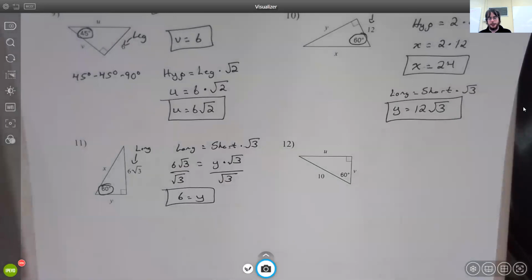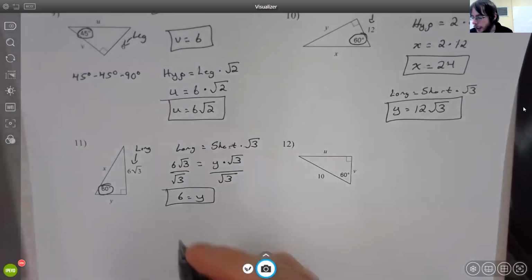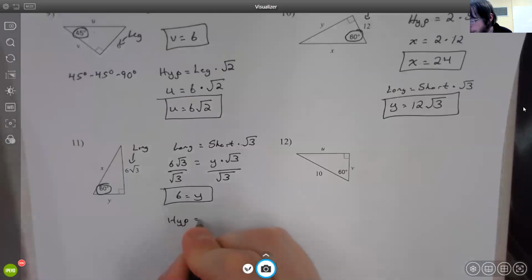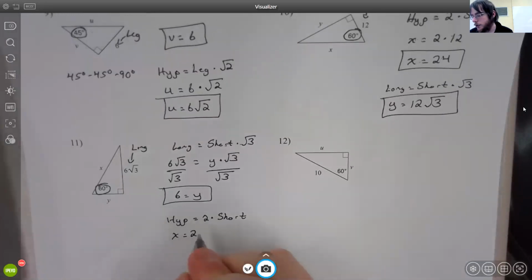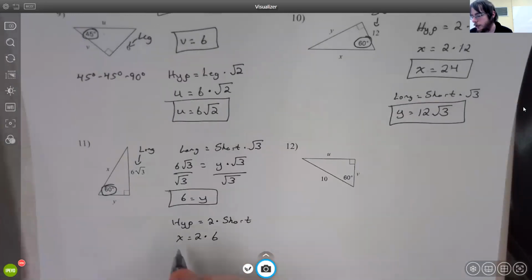Now that you know your short leg, you can use that to find your hypotenuse. So your hypotenuse is equal to 2 times your short leg. Your hypotenuse is x, so it's 2 times 6, so x is equal to 12.